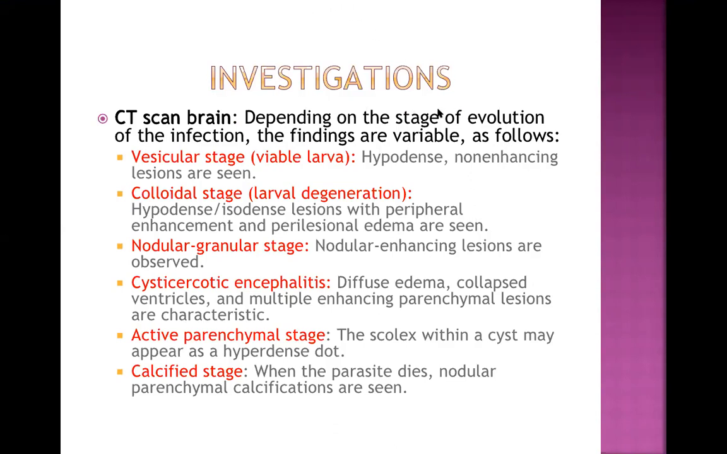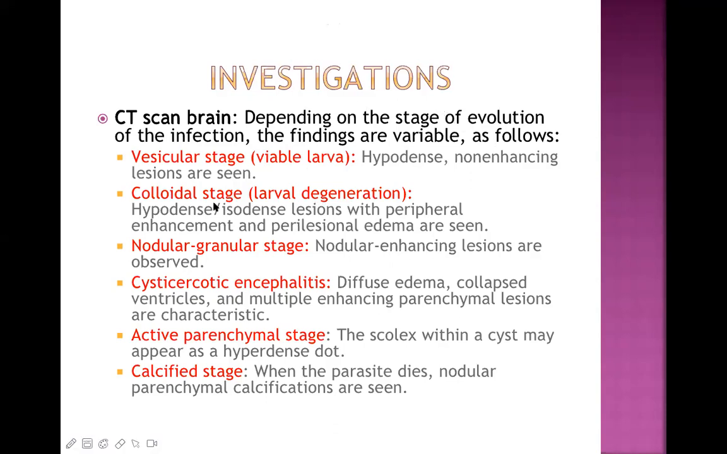So according to the stage, different findings may be there, like the vesicular stage. In this condition, there is viable larva. Larva is still live there. It is not dead. So a hypodense area is seen and non-enhancing lesions are seen. Now, this is a special term in CT scan, hypodense and hyperdense. Hypodense means density is lesser than the normal brain. And hyperdense means density is more than the normal brain. Okay? So, remember this.